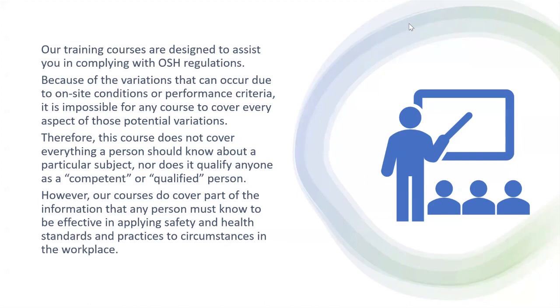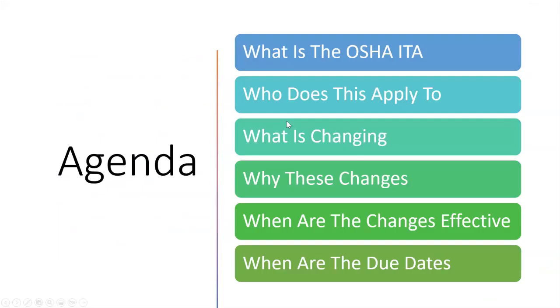Especially with this training, please understand it is a very limited training specific to the ITA, which is only a small portion of the overall record-keeping standard for OSHA. What specifically we will be covering today is discussing exactly what the OSHA ITA is, who it applies to, what's changing about it, and some background on why these changes are occurring. We'll discuss the effective dates for the changes and when they're implemented, and then cover the due dates.